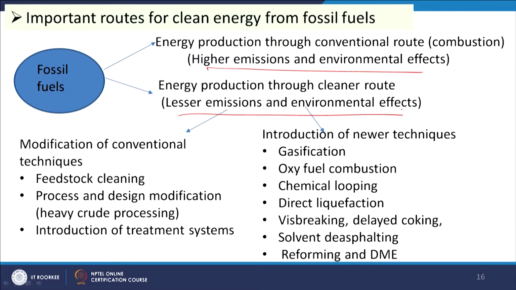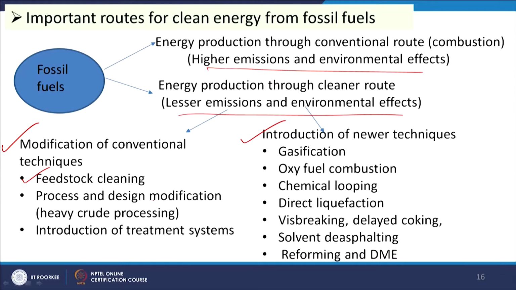So, our objective here is to explore the technologies which are available or which can be implemented to produce energy with less emissions and environmental effects. How can this be done? Basically by modification of conventional techniques or introduction of newer techniques. What are the modifications of conventional techniques? Feedstock cleaning. We have seen that feedstocks like coal may have sulfur and ash, so we can remove the sulfur and ash from the feedstock. Then during processing steps it will not produce much pollution.